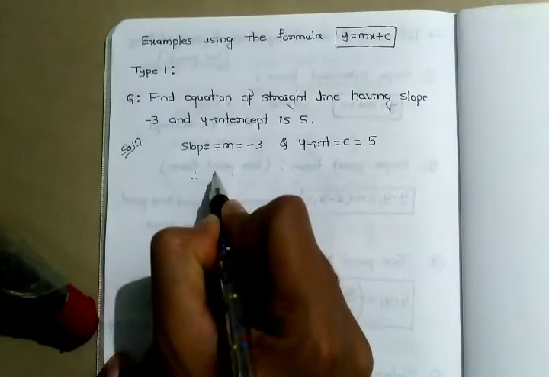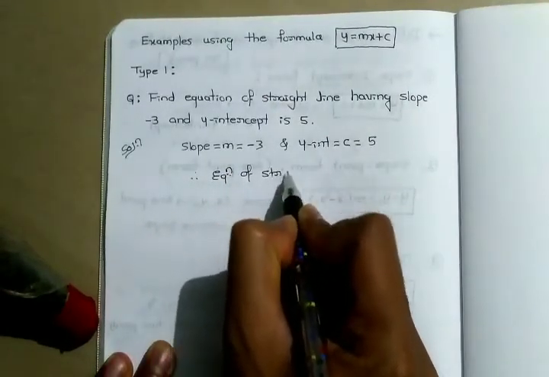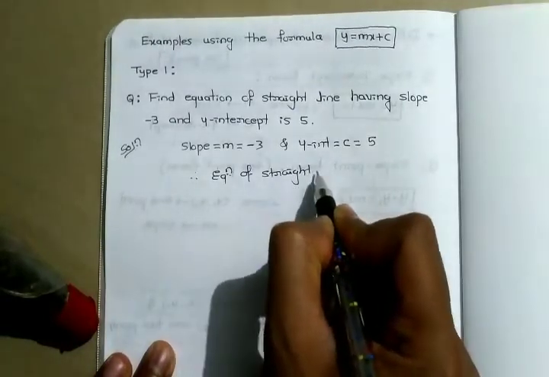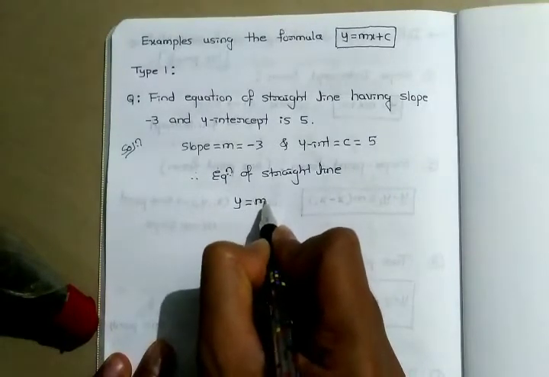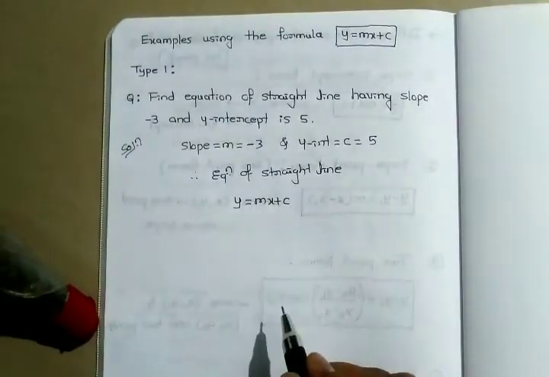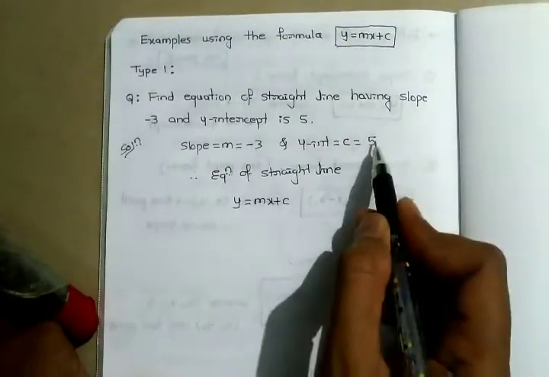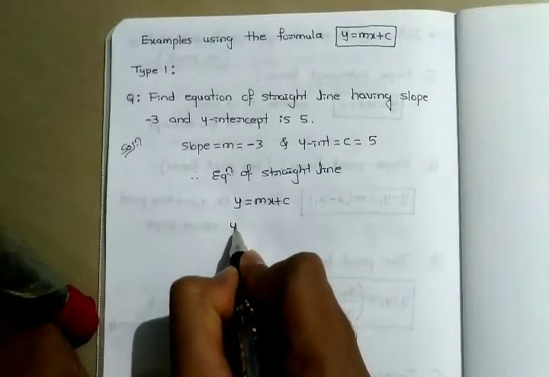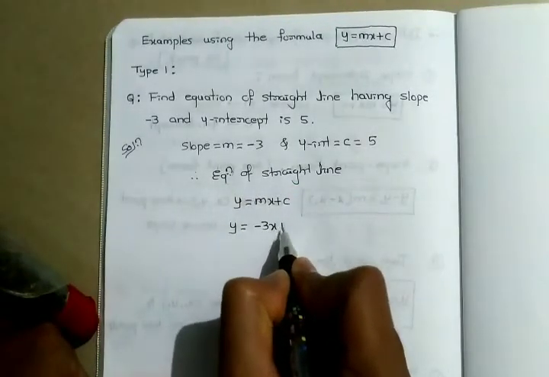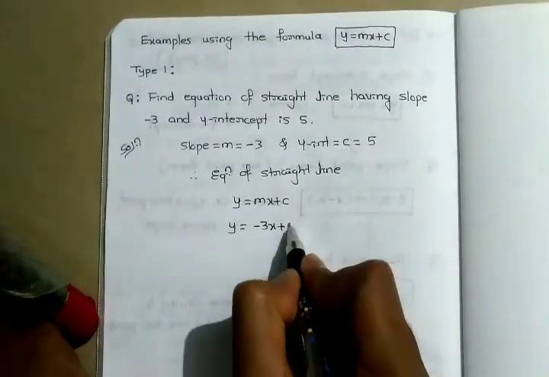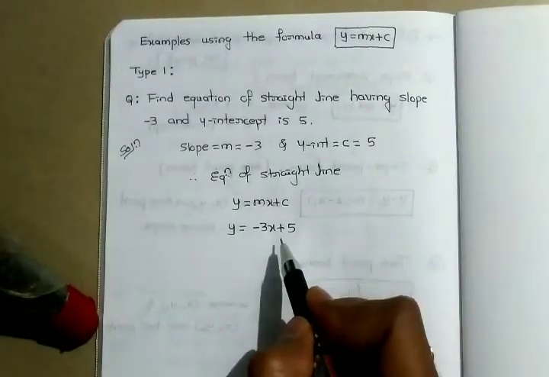Therefore, the equation of a straight line is y equals mx plus c. Write the formula, and after writing the formula, substitute the value of m and the value of c. Therefore y equals, m is -3x plus c, how much here? 5. See, after this you have to bring it to the standard form of what?